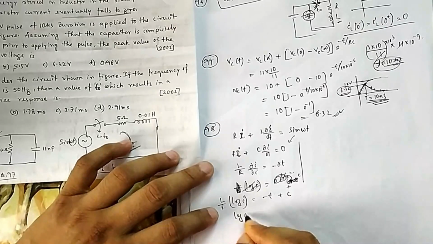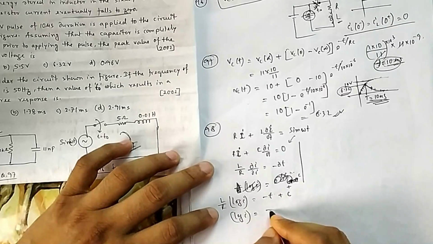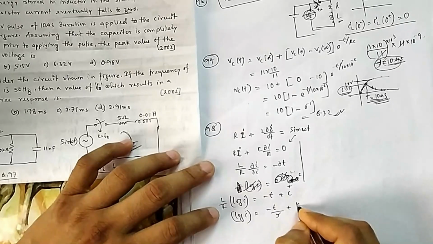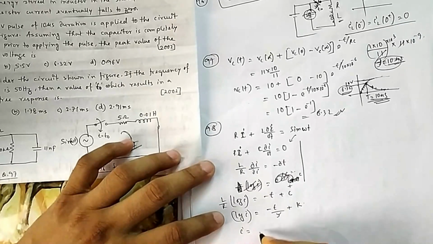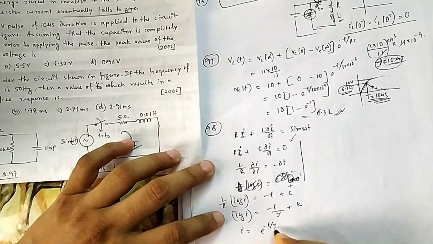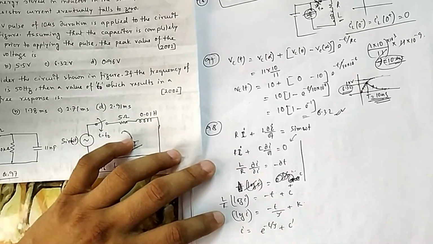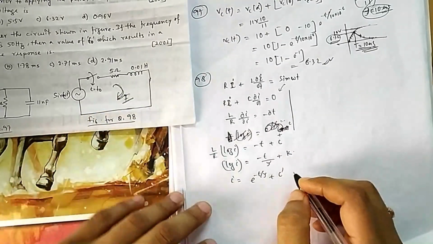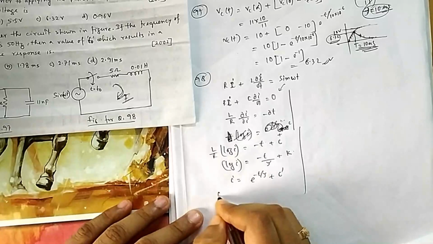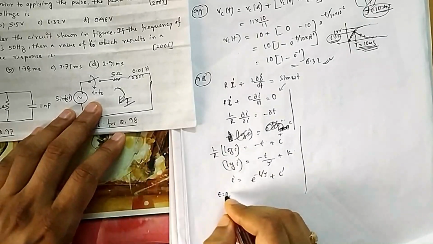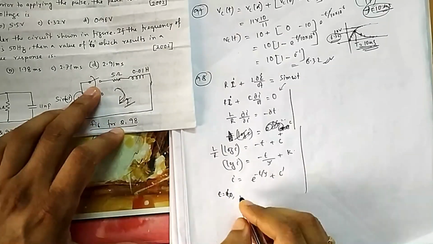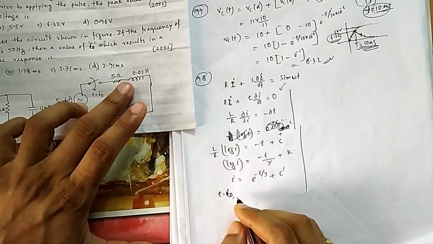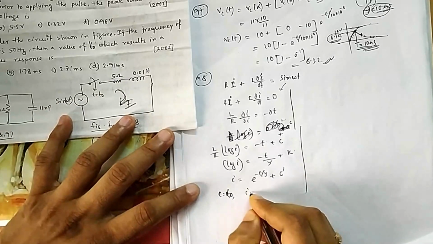So it will be log i equals minus t by L by R, where L by R is tau, and then a new name k. So if you take i, ultimately it will be e to the power minus t by tau, and then another constant c dash. Some e to the power k, I have taken another constant, you can do anything. Now what are the initial conditions here? At t equal to t0, your i will be equal to 0, because initially no current will be flowing through that. Initial condition I am considering 0, so i is equal to 0.